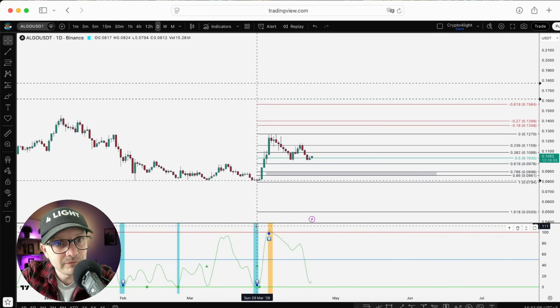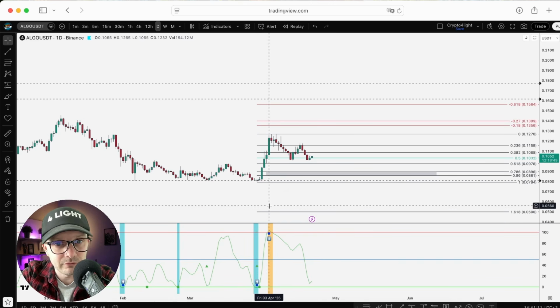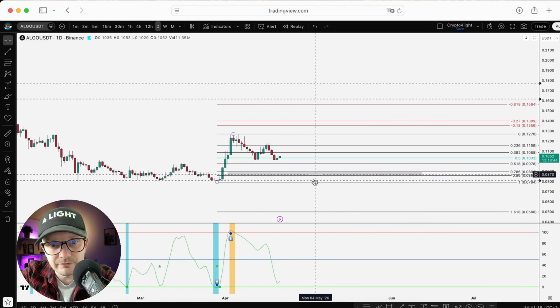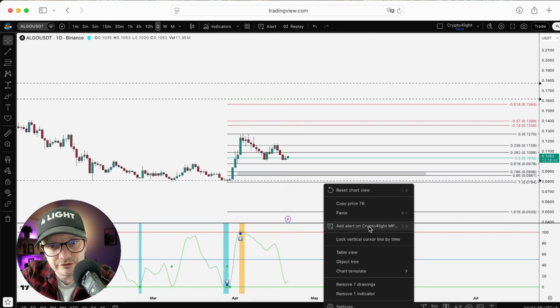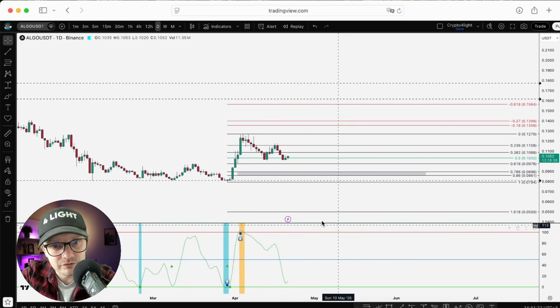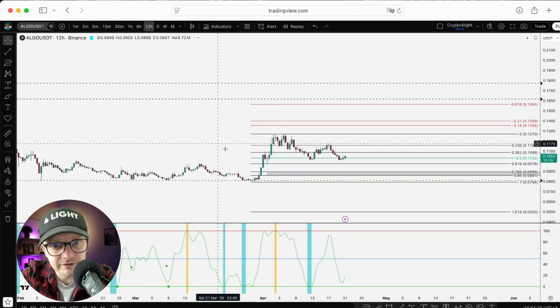Money in at 7 cents and 8 cents, 7.94, 8 cents 08. Money in, pump, money out. So congrats everybody who took the profit here. And now it's nothing. So let's add alerts to the money inflow on the daily. I wish to see some new fresh liquidity into Algorand.